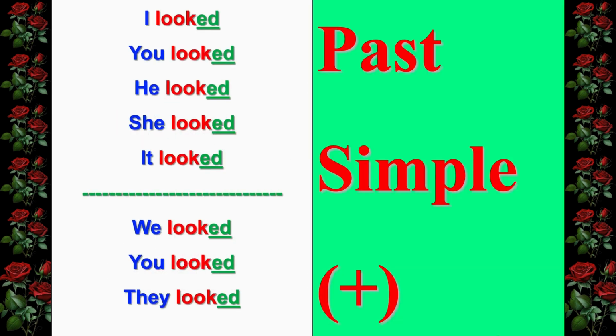If you say "I looked" with D, it's not correct. It's bad pronunciation. So the correct pronunciation is "I looked" with T at the end. I looked, you looked, he looked, she looked, it looked, we looked, you looked, they looked.